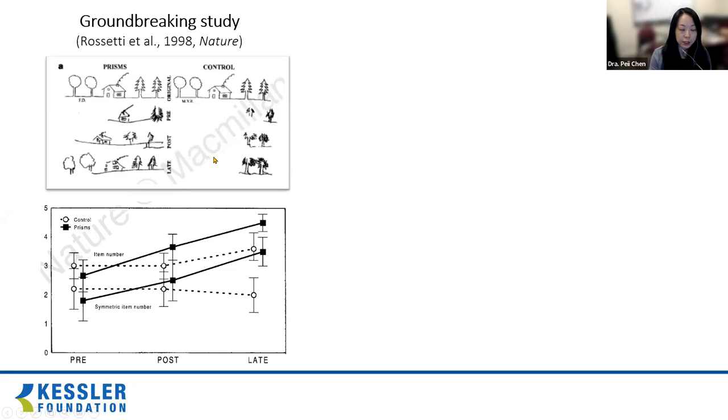This is individual patient performance. This is a group level analysis. As you can see, in the prism group, they just continue to improve even after 2 hours. So after this 1998 study, a lot of researchers around the world, including our group, started to put our effort into studying why this happened. How can we help patients with prism adaptation treatment?